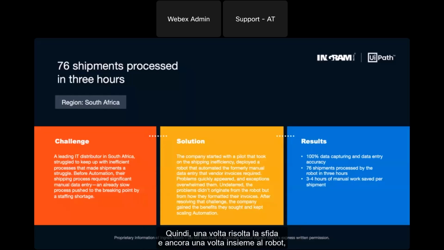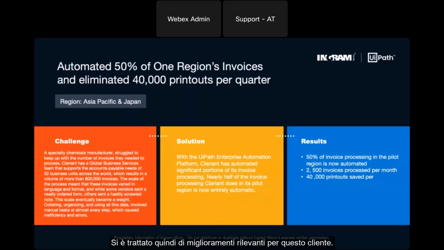So once they resolved that challenge, along with the robot, they achieved some significant results like 100% data capturing and data entry accuracy, 76 shipments processed by the robot in just 3 hours, and 3 to 4 hours of manual work saved per shipment. So these were relevant improvements for this customer.